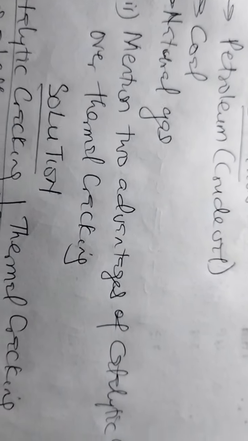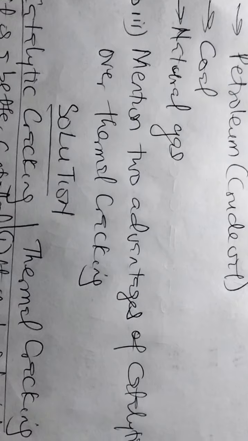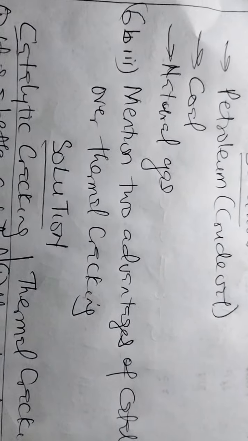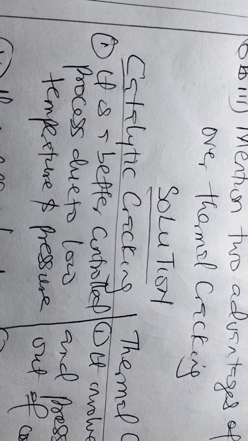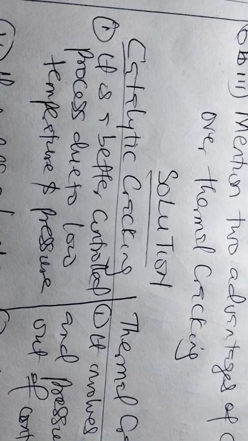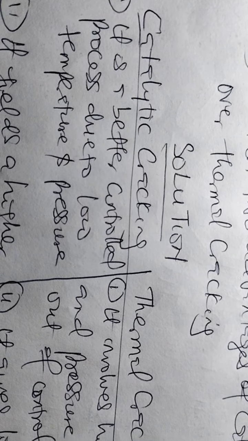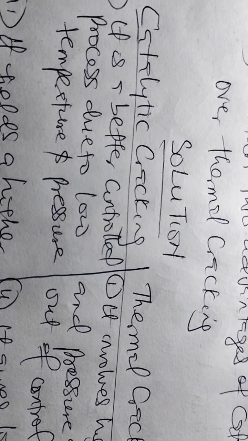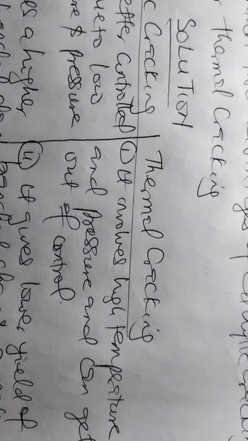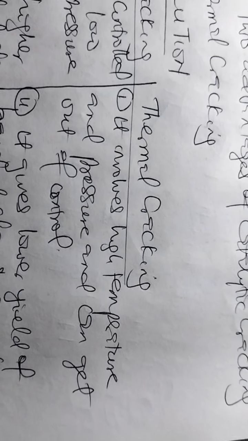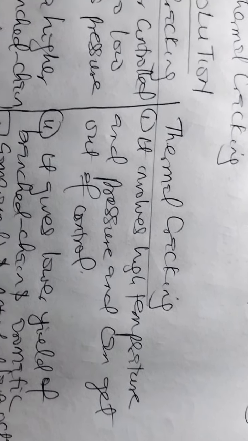6BIII: mention two advantages of catalytic cracking over thermal cracking. Solution: number 1, catalytic cracking is a better controlled process due to low temperature and pressure. Then thermal cracking involves high temperature and pressure and can get out of control.